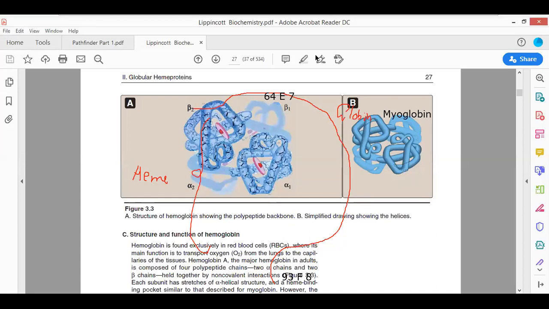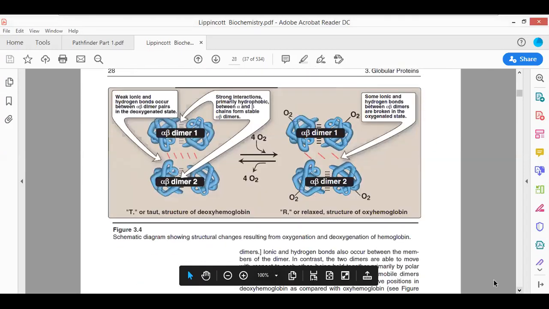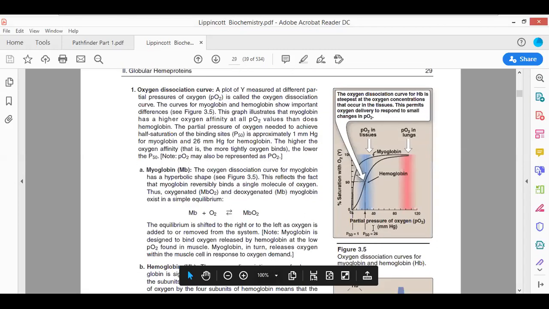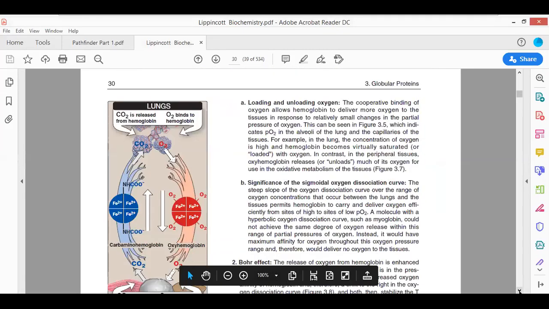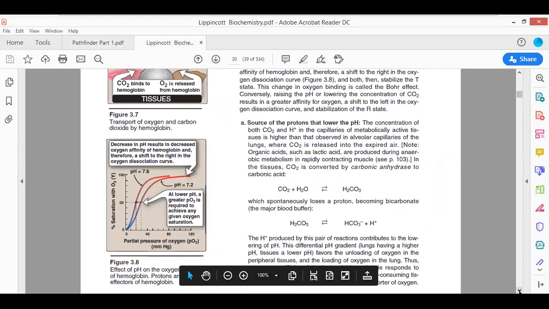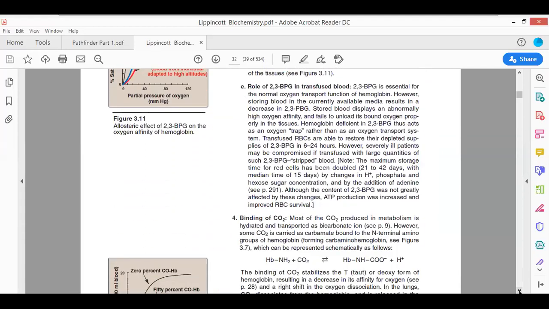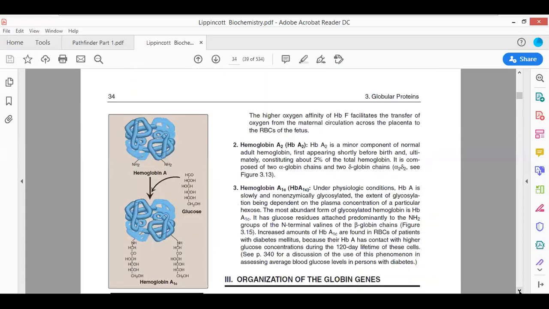Just a second, I will have to delete this annotation. Okay, we'll get the diagram from Lippincott, and that would be much more effective for you and easier to understand. Just for a second, I'm looking at the structures. Let me move to the structure where I can get the binding of the oxygen molecule.